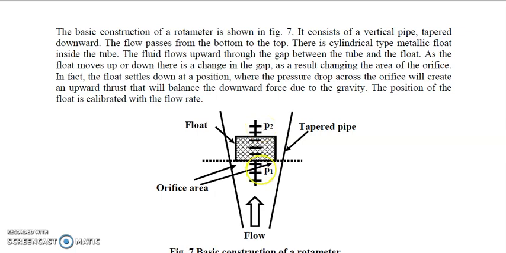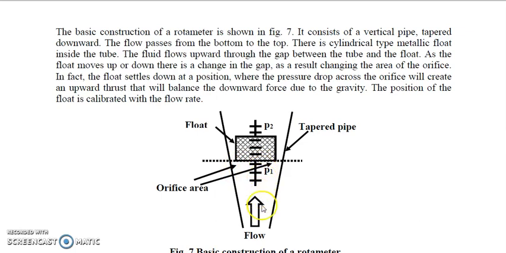As the float moves up and down, there is a change in the gap. And what is this float? This is actually a cylindrical metallic float, which is shown here in a rectangular box. It moves up and down. When it moves up and down, there is a change in the orifice area. Actually, the bottom of the float is creating the orifice area.